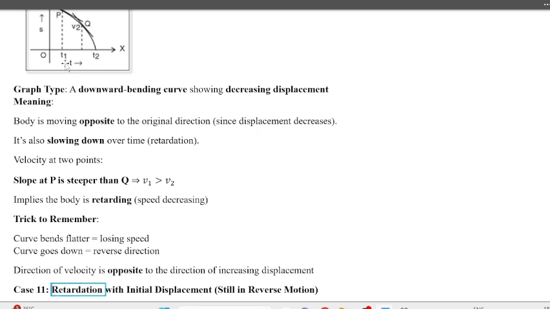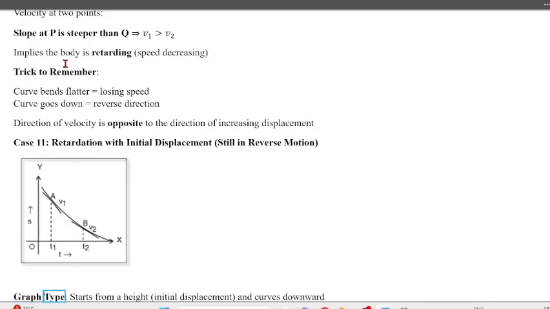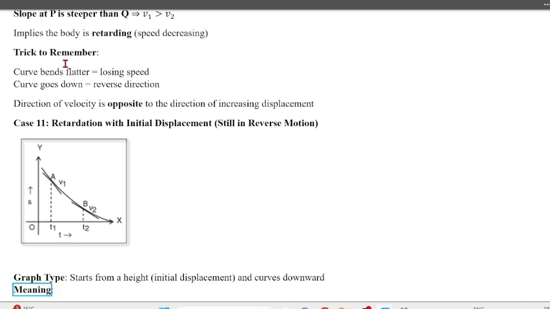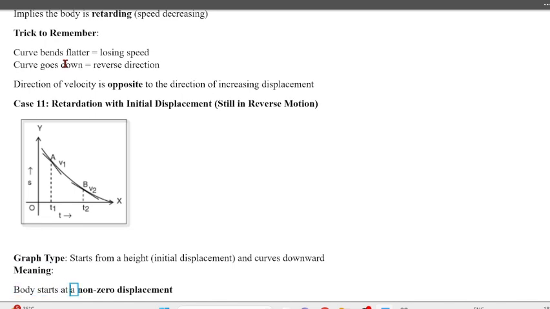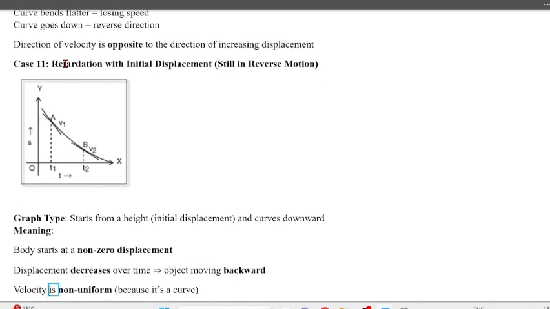Case 11: retardation with initial displacement, still in reverse motion. Picture 49. Graph type: it starts from a height, an initial displacement, and curves downward, meaning the body starts at a non-zero displacement. Displacement decreases over time, so the object is moving backward. Velocity is non-uniform because it's a curve.